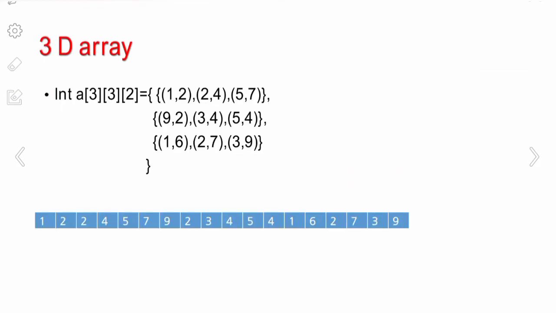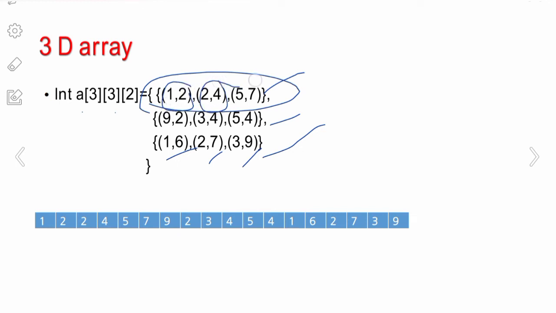So now let us go to the next one, that is a 3D array. In three-dimensional arrays, we are having rows and columns, and again in the columns we are going to store some values here. So we are having 3 rows and 3 columns, right? And then in each location we are storing 2 values, that is 1, 2, 2, 4 and 5, 7, right? So this is the graphical representation of how we will store the elements.